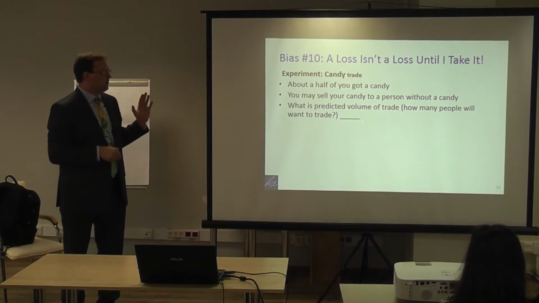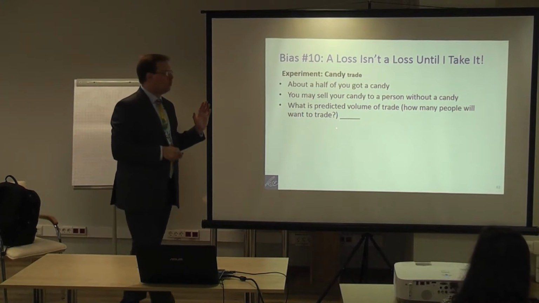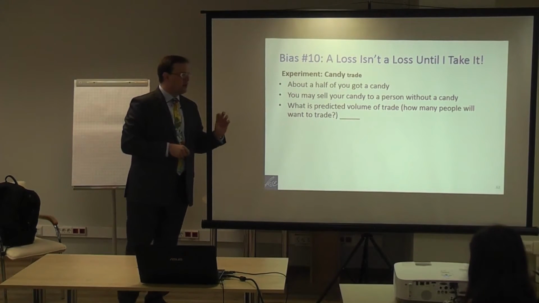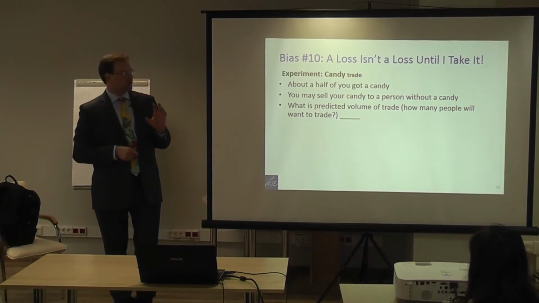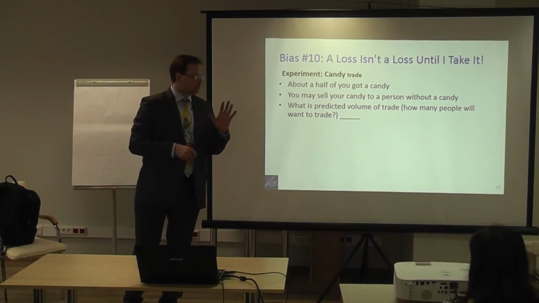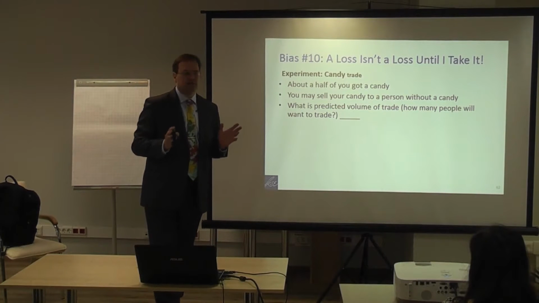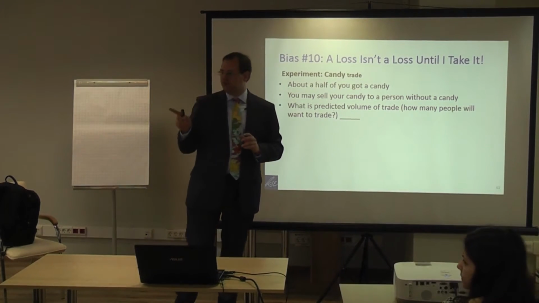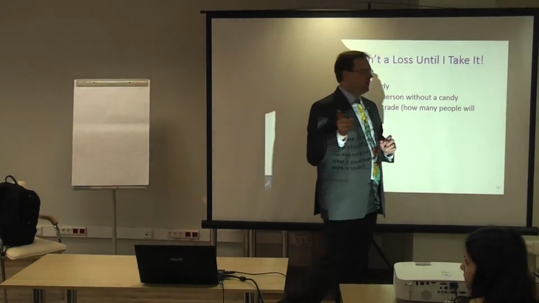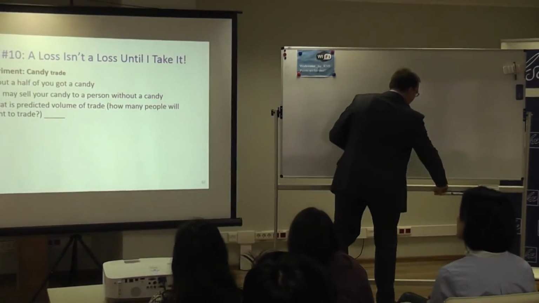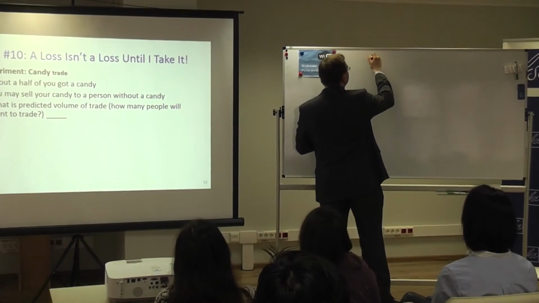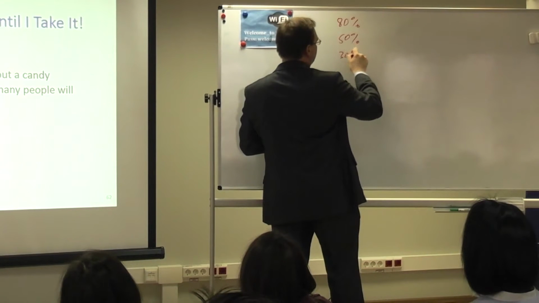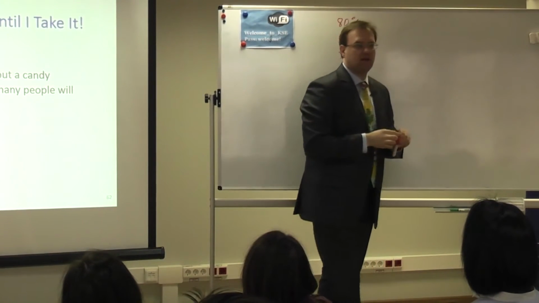Tell me either in percentage points or in the total number of people. Let's say we have 50 people. How many trades will take place? What share of the candies will be traded? 80%? You think that 80% of the candies are going to be traded? Okay, we're talking about 80%, or maybe 50%, or somebody says 30%. It could even be more than 100%.